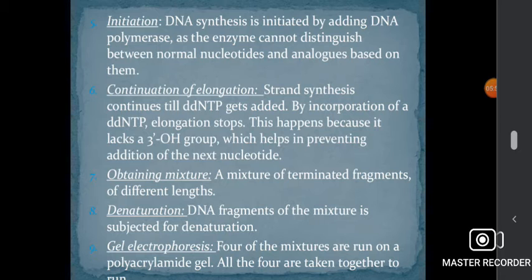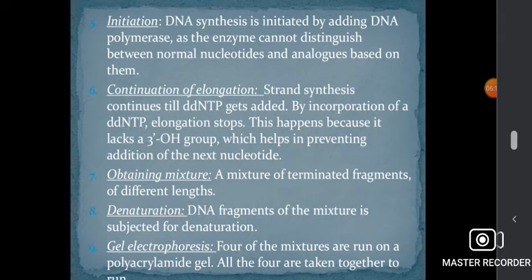The next step, continuation of elongation. Strand synthesis continues until a ddNTP gets added. By incorporation of a ddNTP, the elongation stops. This happens because it lacks a 3'-OH group, which prevents the addition of the next nucleotide. The next step, obtaining the mixture. A mixture of terminated fragments of different lengths is obtained.